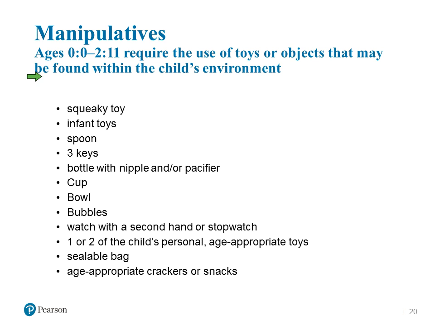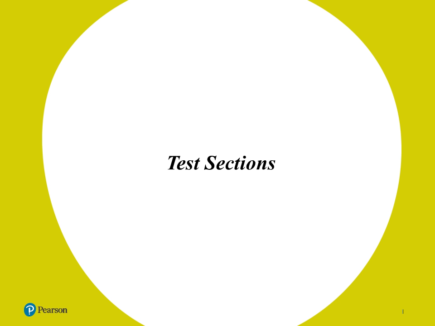Okay, in terms of manipulatives, ages 0 through 2 years, 11 months require the use of toys or objects that can be found pretty easily within the child's environment. So here's a list of what you'll need: a squeaky toy, infant toys, spoons, 3 keys, a bottle with a nipple or pacifier, a cup, bowl, bubbles, a watch with a second hand or a stopwatch, 1 or 2 of the child's personal age-appropriate toys, a sealable bag, and age-appropriate crackers or snacks.